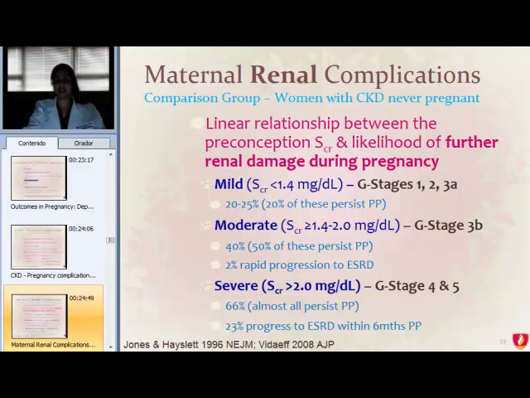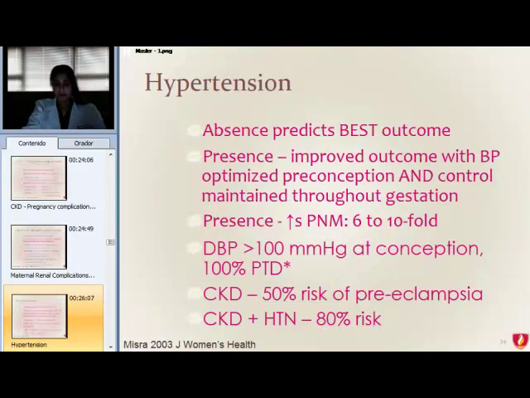2% actually progressed rapidly to end-stage renal disease, and mostly these were patients who also had over a gram of proteinuria. Patients with severe renal dysfunction, defined as serum creatinine of greater than 2 and equivalent to stage 4 and 5 of the KDOQI system, two-thirds worsened in pregnancy and almost all persisted postpartum. And a quarter of these patients progressed to end-stage renal disease within 6 months postpartum.